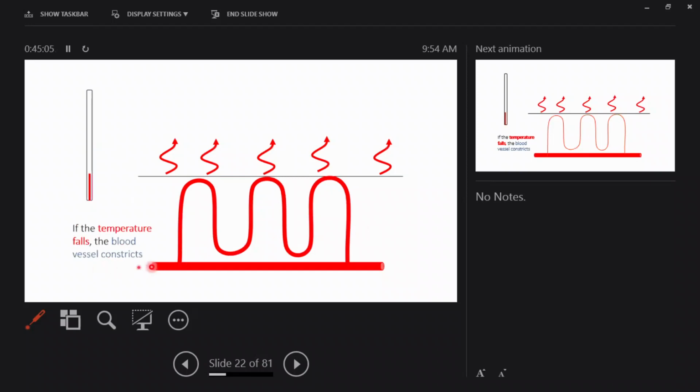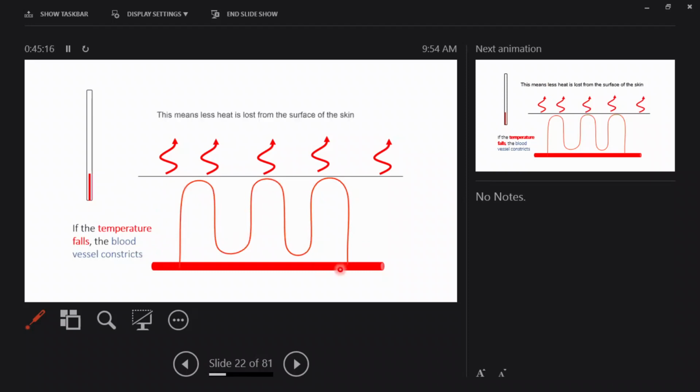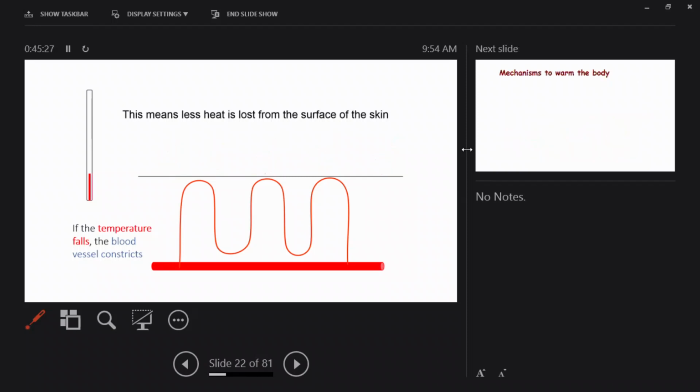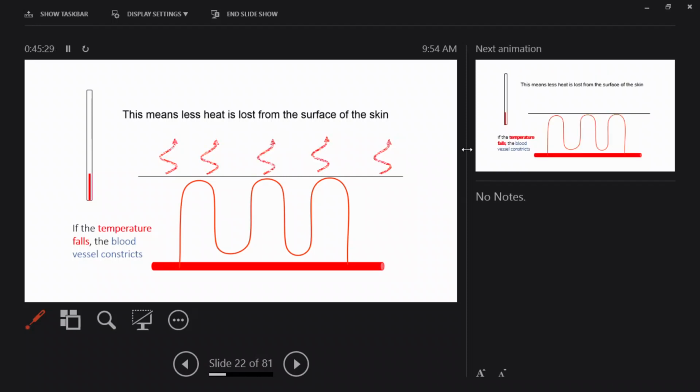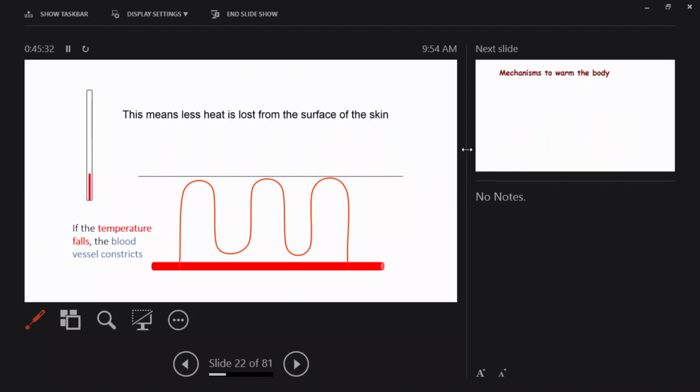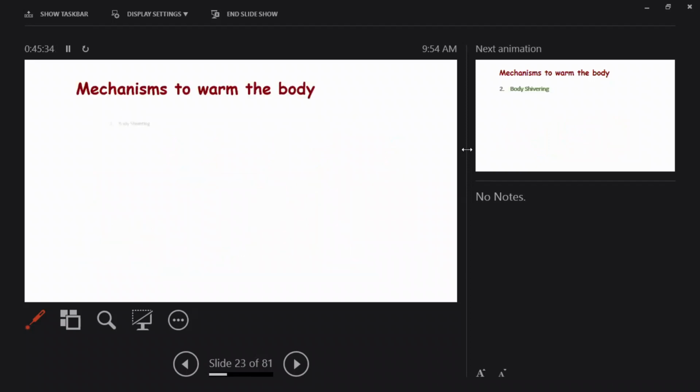Right? If the temperature falls, the blood vessel constricts. You can see previously it's huge. Now the blood vessel constricts, and less heat is lost from the surface of the skin because there's not much blood carrying heat to be removed. So the temperature of the body will increase.